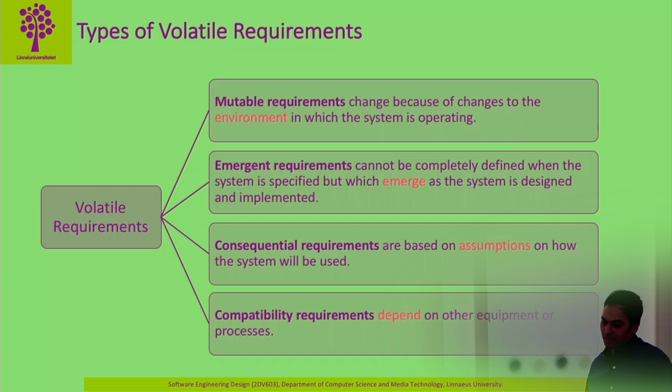Then there are consequential requirements. We might define some requirements based on assumptions about the system. If we are defining a banking system, for example, based on the current context, let's say the bank is very small and we just need a small database, and we define the requirements that way. But in 5 years the bank can boom and grow a lot, and we need to change the database requirements. So these consequential requirements change. And also compatibility requirements. There can be dependencies between requirements and also other equipment and processes. If the requirements depended on change, the dependent requirements also change.